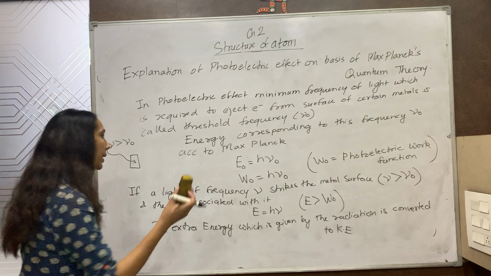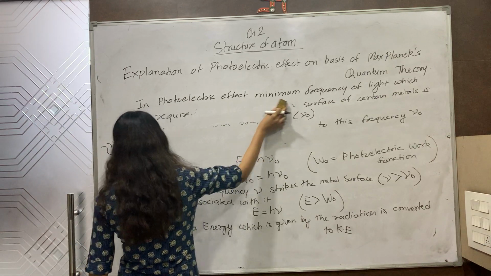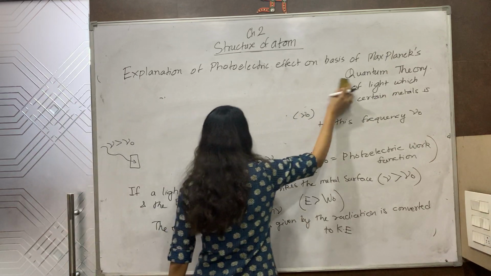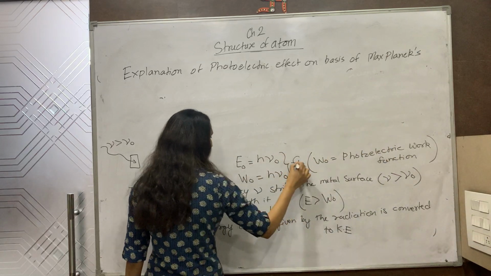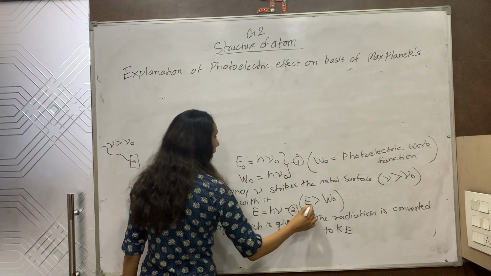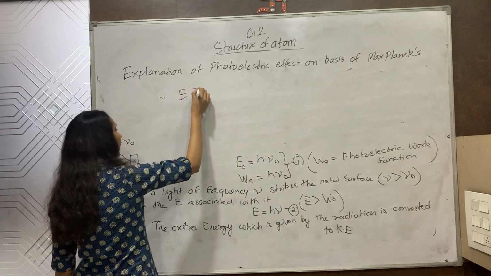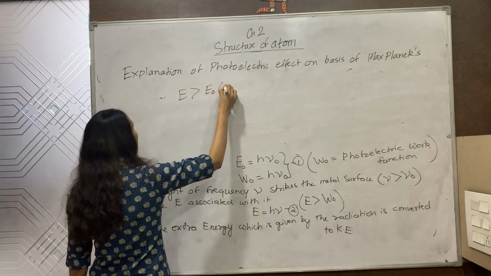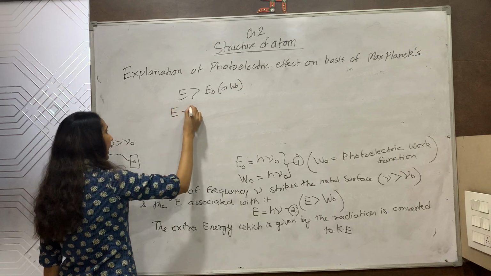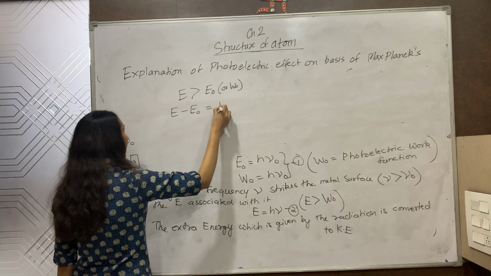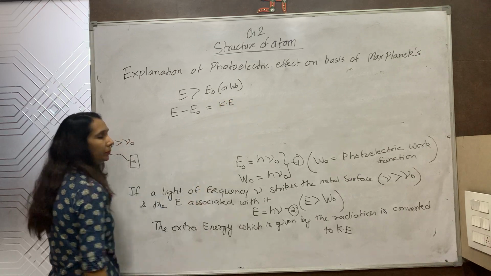So just see what we can do. We know that E naught is equal to this, or W naught is equal to h mu naught. These are equation 1. This is equation 2. We know that E is greater than E naught or W naught, the work function. So what is the difference between E and E naught? It is equal to kinetic energy.